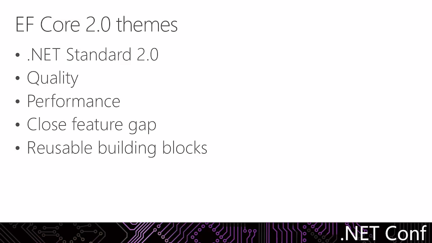Some of the themes of the new version are, well, it targets .NET Standard. You probably have heard about .NET Standard 2.0 a lot in .NET Conf. It's this subset of APIs that you can target and that guarantees that your code can run on different .NET implementations. We also had a big push for improving the quality and reducing the number of bugs that we had in the first version. Andrew, would you like to talk a little bit about the query improvements that we did, for instance?